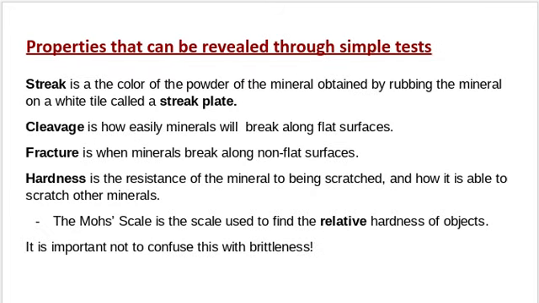Properties that can be revealed through simple tests. So now we're getting a little bit more advanced. These are properties that you're not going to see immediately. The first one I want to point out is streak. Streak is essentially the color of the powder that you get when you scratch the mineral against a white plate called a streak plate.